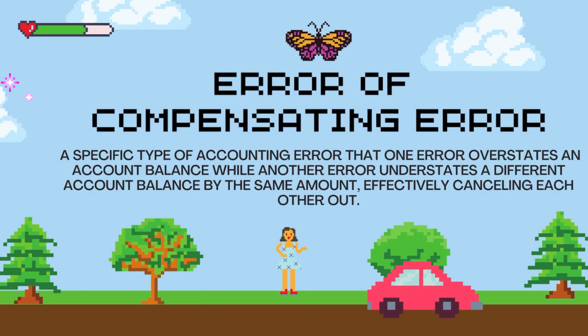What's that? Compensating error, a specific type of accounting error where one error overstates an account balance while another error understates a different account balance by the same amount, effectively canceling each other out.